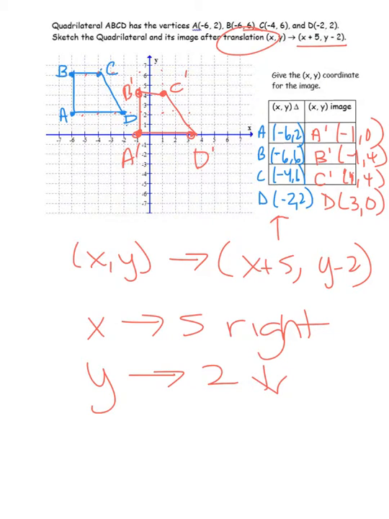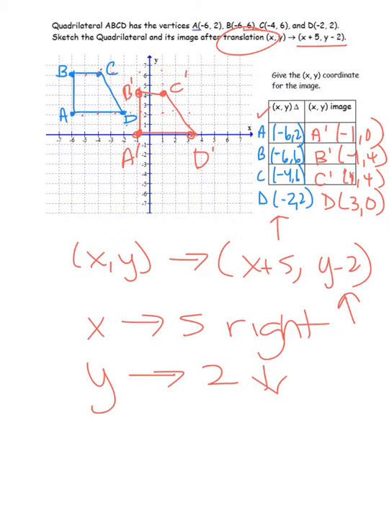Now to double check my work, I can go back and look at my computation, my x plus 5 and y minus 2 movement. If I take my x value, for instance in A, -6 plus 5, I should get -1. I'll do the same thing with my y value. My original y coordinate for A is 2. I subtract 2, I get 0. So that looks good. I can check them all.